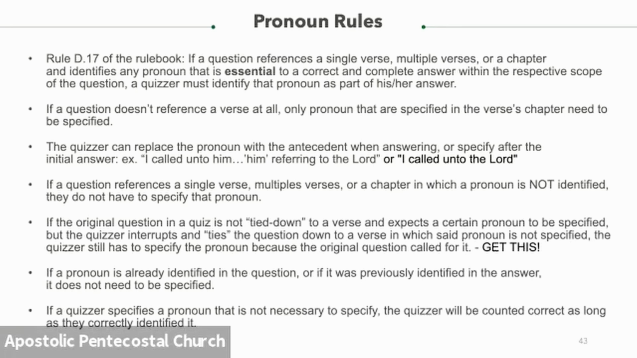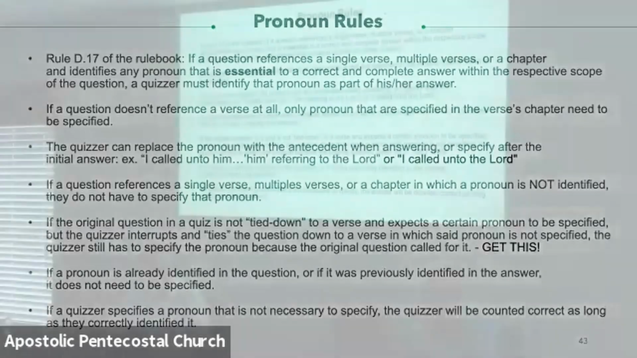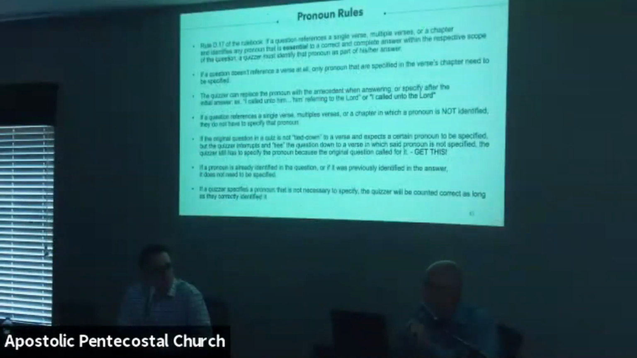I think it's really important to understand what the scope of the question is. It is the parameters established by the verse reference, or, and we'll talk about it later, if there's not a reference on there, it defaults to the chapter level. You never have to specify a pronoun that is not identified in that chapter, ever. If it's identified in another chapter.